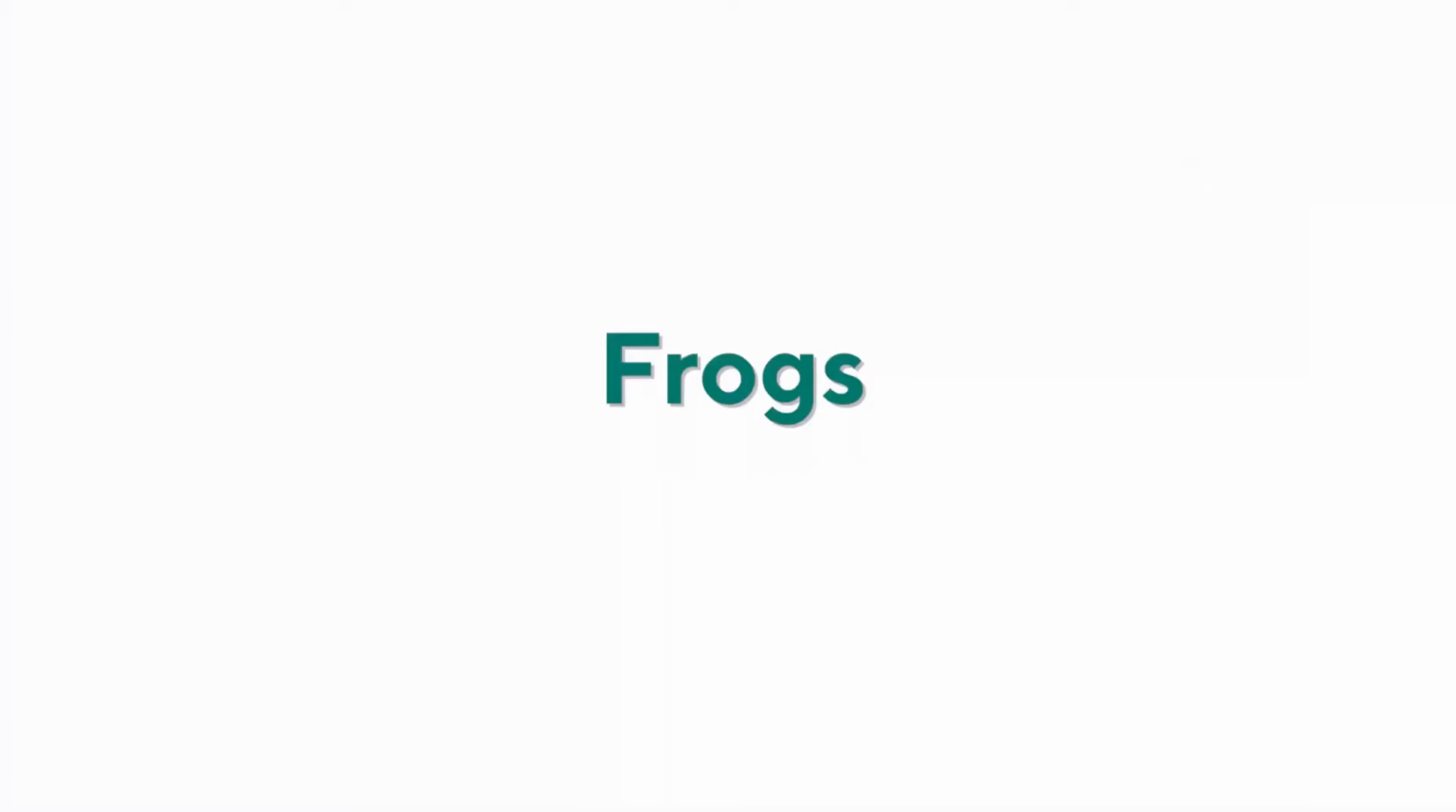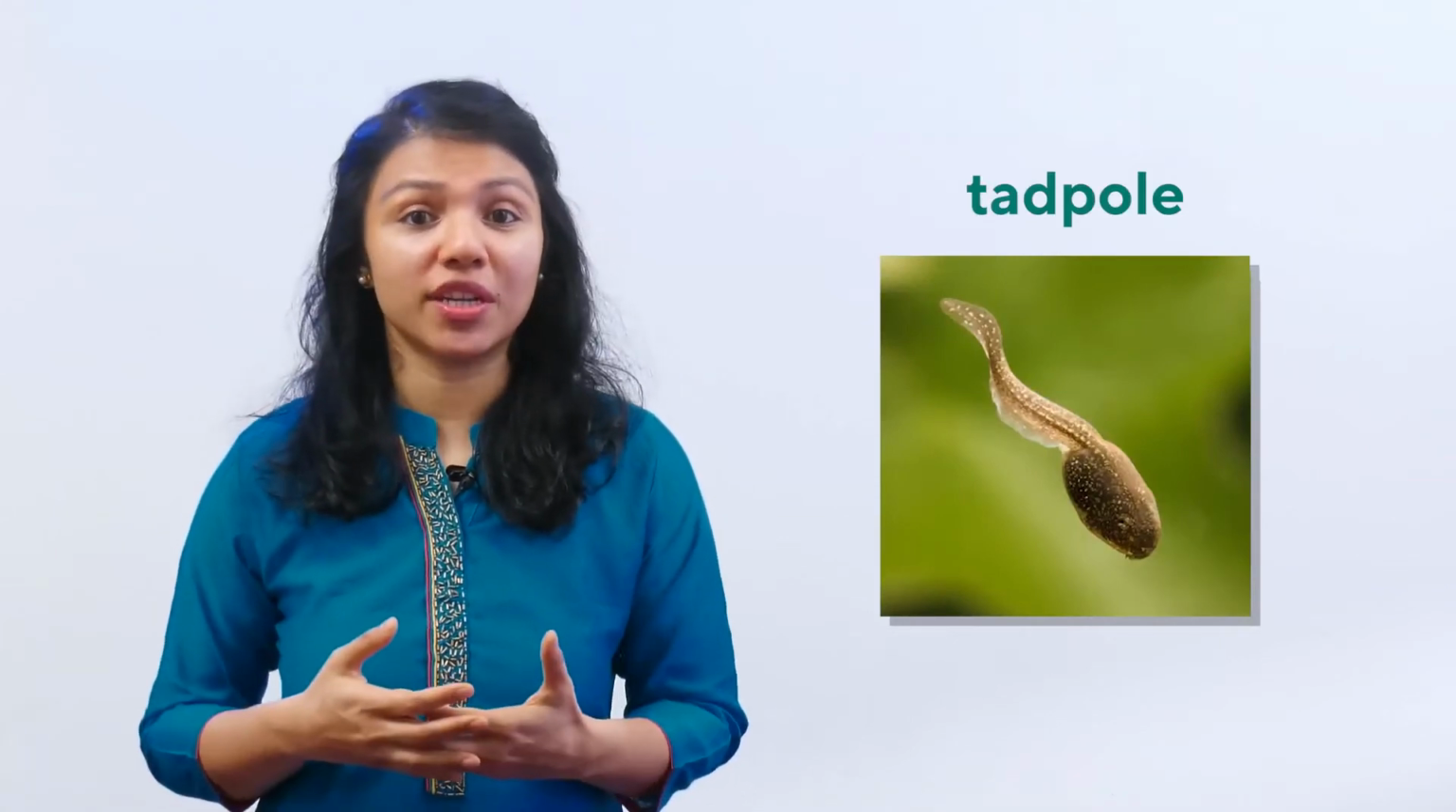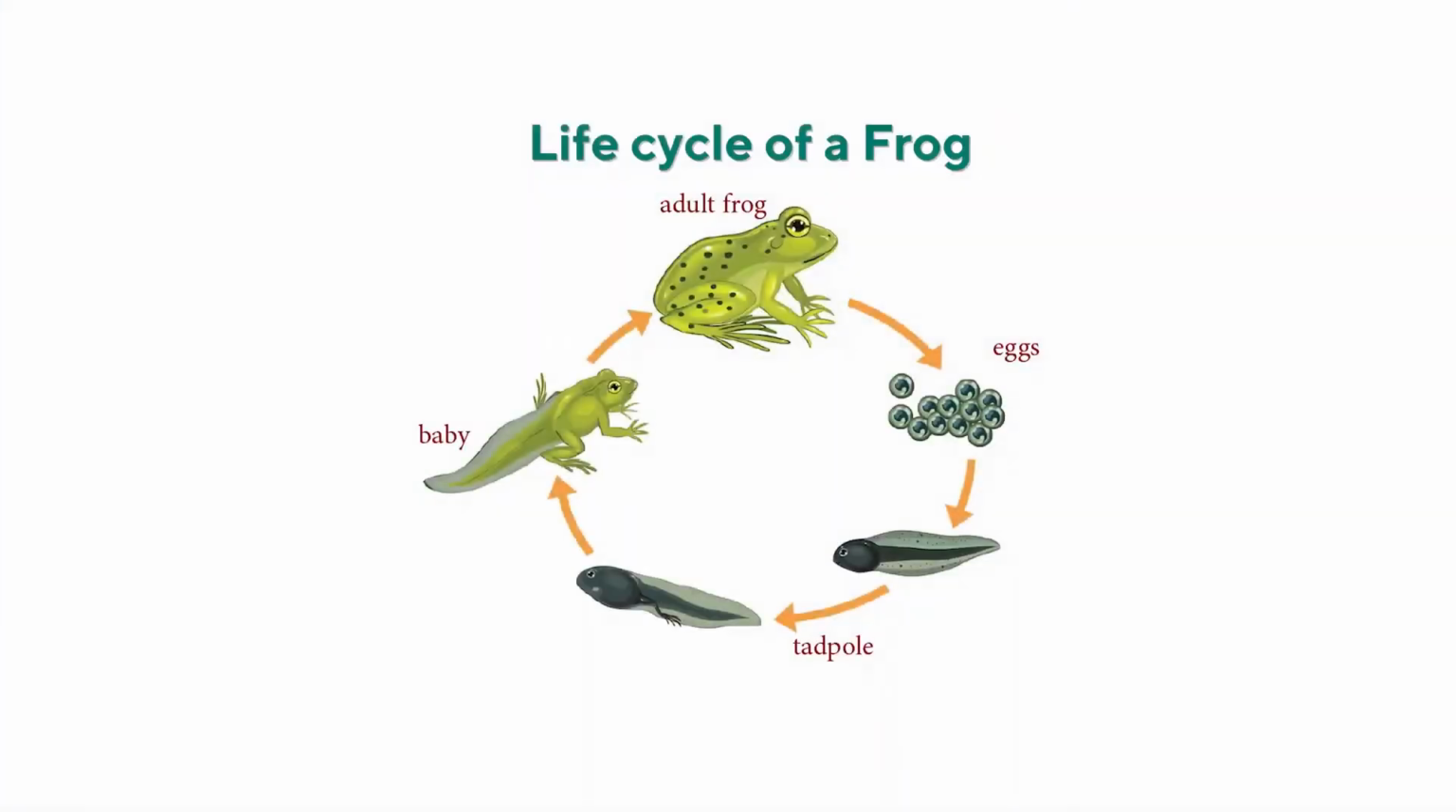How about frogs? Let's look at the life cycle of a frog. As you know, frogs are amphibians. They live both in water and on land. They lay their eggs in water, and out of the eggs come tiny fish-looking creatures called tadpoles. Tadpoles look very different from an adult frog. Once they come out, they grow into looking like an adult frog. So this is the life cycle of a frog.